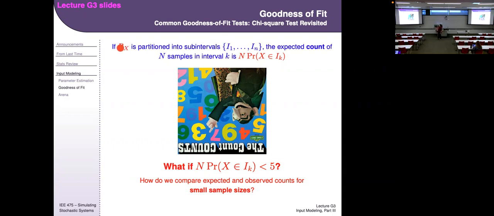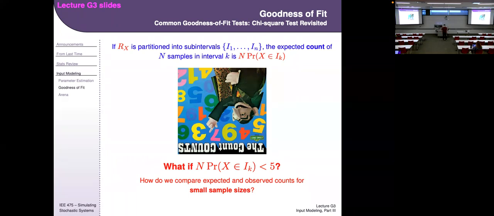So we're saying if the range of our random variable is partitioned into subintervals, then the expected count of samples in each interval is the total number of samples times the probability that the hypothetical outcome would fall in that interval. If I've got a PDF or a PMF for my hypothetical distribution, and my interval's from 0 to 0.5, I can ask, what's the probability that I get an outcome in that whole interval? I multiply that by my total number of samples, and that's the expected count that I expect in that bin.